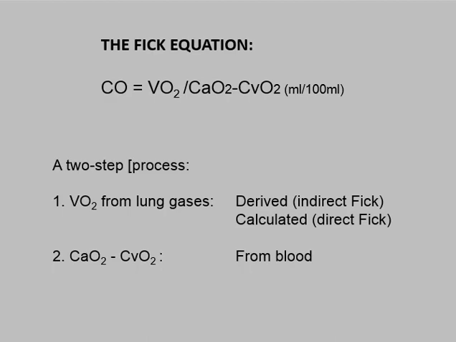And the second step in the FICK calculation process is to calculate the arteriovenous oxygen content difference from blood. And to do this, we must first obtain arterial and venous blood. And let's now follow the sequence.